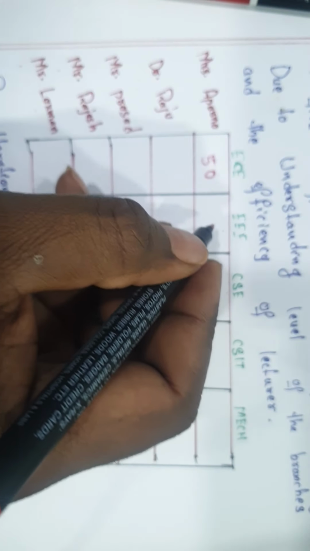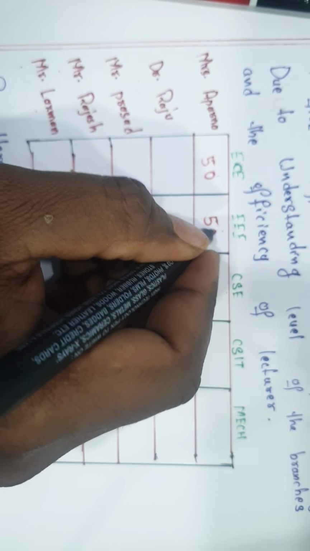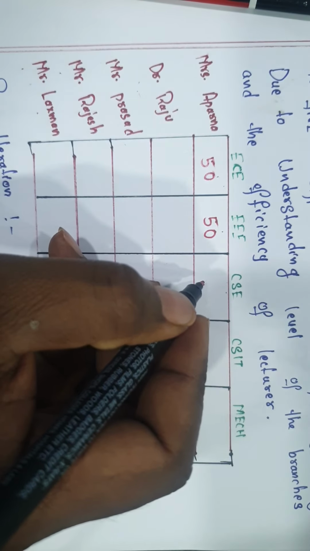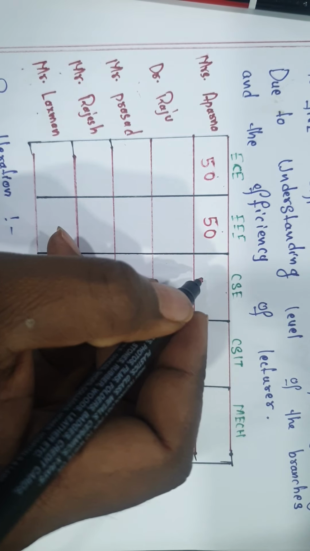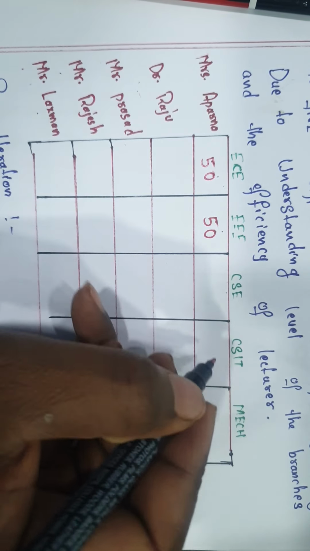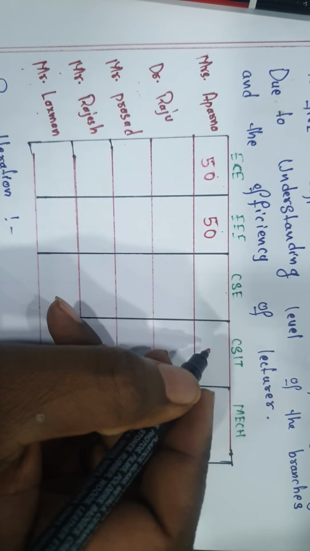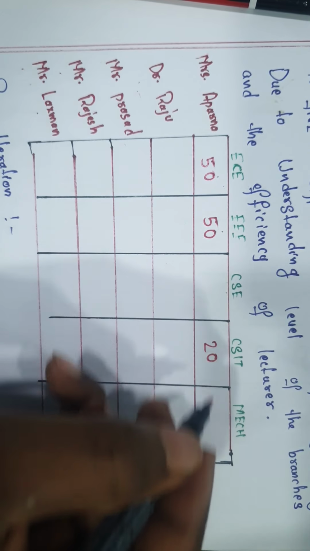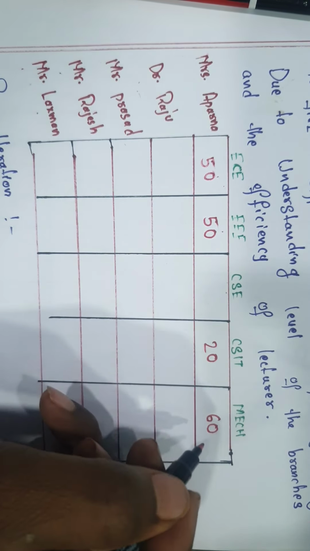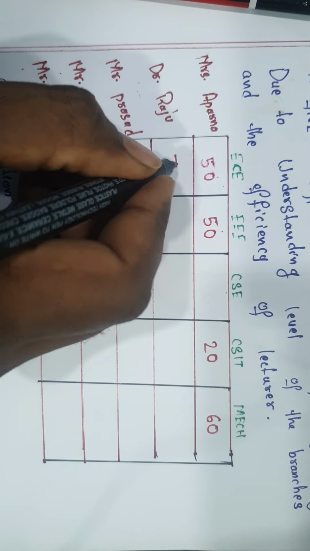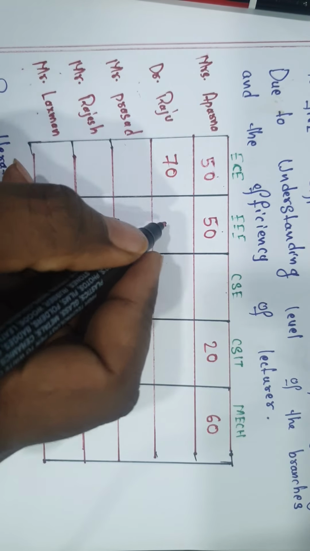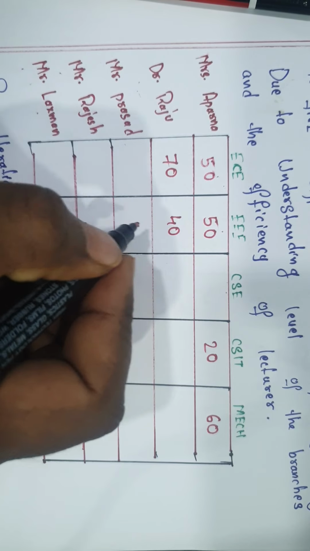Now the next value is given in your question. It is 50. The next value is also 50. Now CSC value is not given. The next value is 20. The next value is 60. The next value is 70.